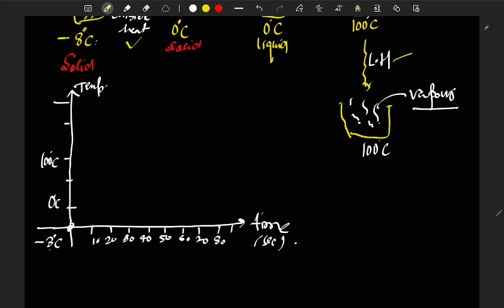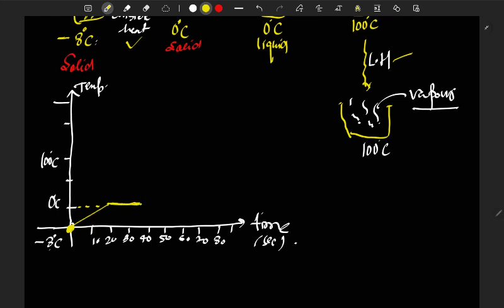Now I am drawing the graph. This ice is at minus 8 degrees Celsius. With time its temperature is going to increase, up to 0 degrees Celsius. When it reaches 0 degrees Celsius, there is change of phase, so for some time its temperature remains constant.